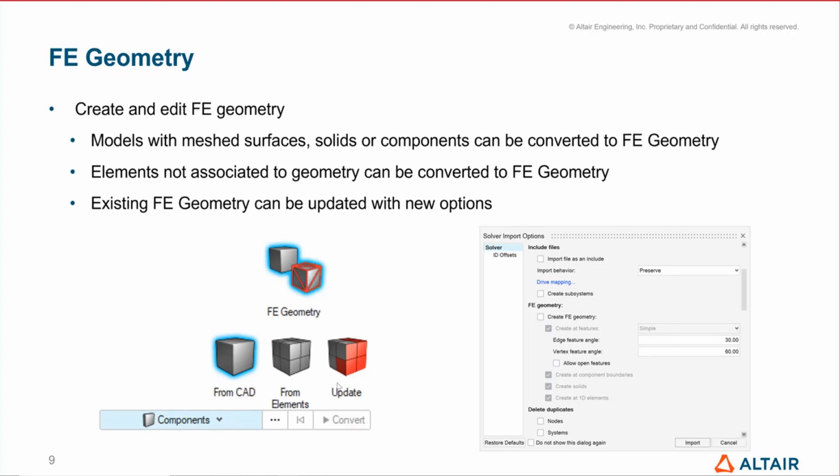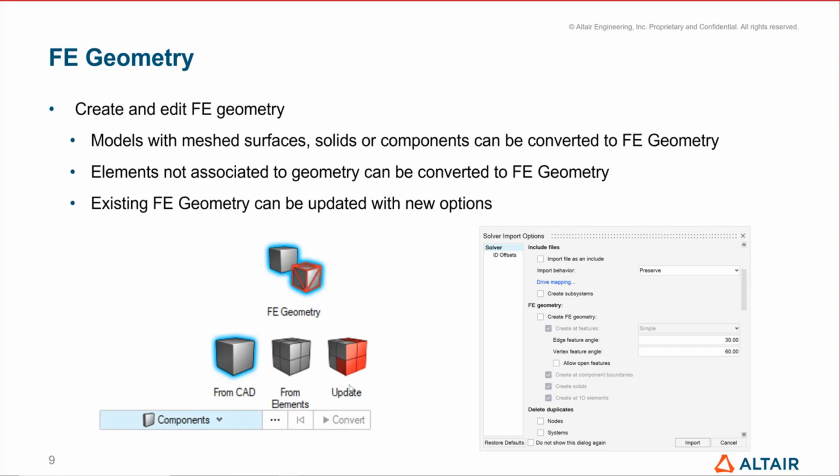The third option is to update the FE geometry. Say you imported a solver deck, or you converted the elements to an FE geometry, and you still did not get the right amount of fillets or patches. You can tune your FE geometry to have more features identified. So these are the three options from where you could create or update FE geometry.